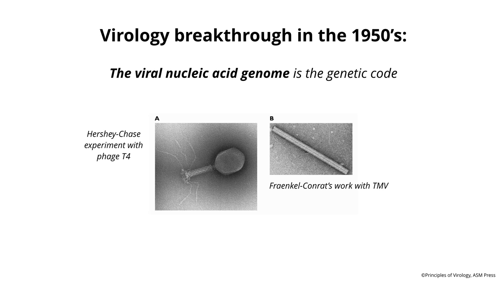Now, you may remember that in the 1940s, DNA was shown to be the genetic material of bacterial cells. It wasn't until the 1950s that the viral genome, the nucleic acid, was shown to be the genetic material for viruses. There are two key experiments that showed that.